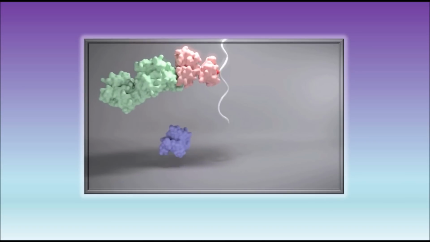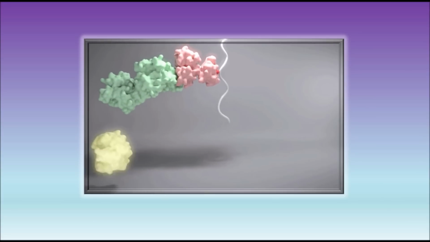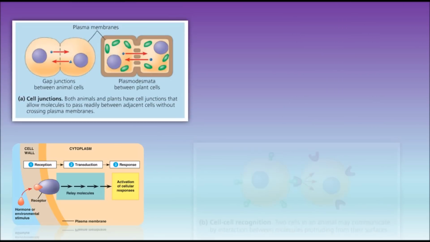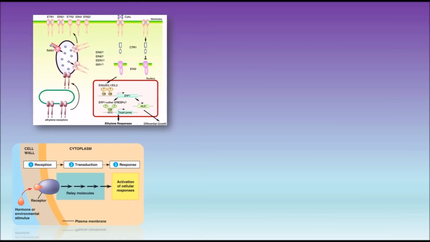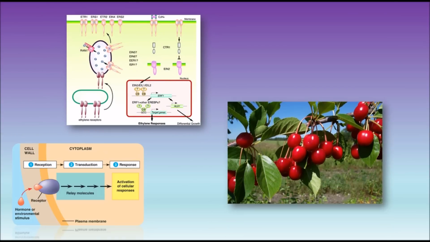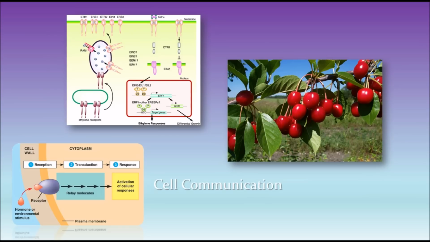Signals just flow by until a target cell comes around. Cells can communicate through contact, through junctions or when proteins are bound. Plant signals can travel through vessels or even in the air, like ethylene triggers rotting or ripening. This changes the function and alters proteins. Cell communication is used universally.